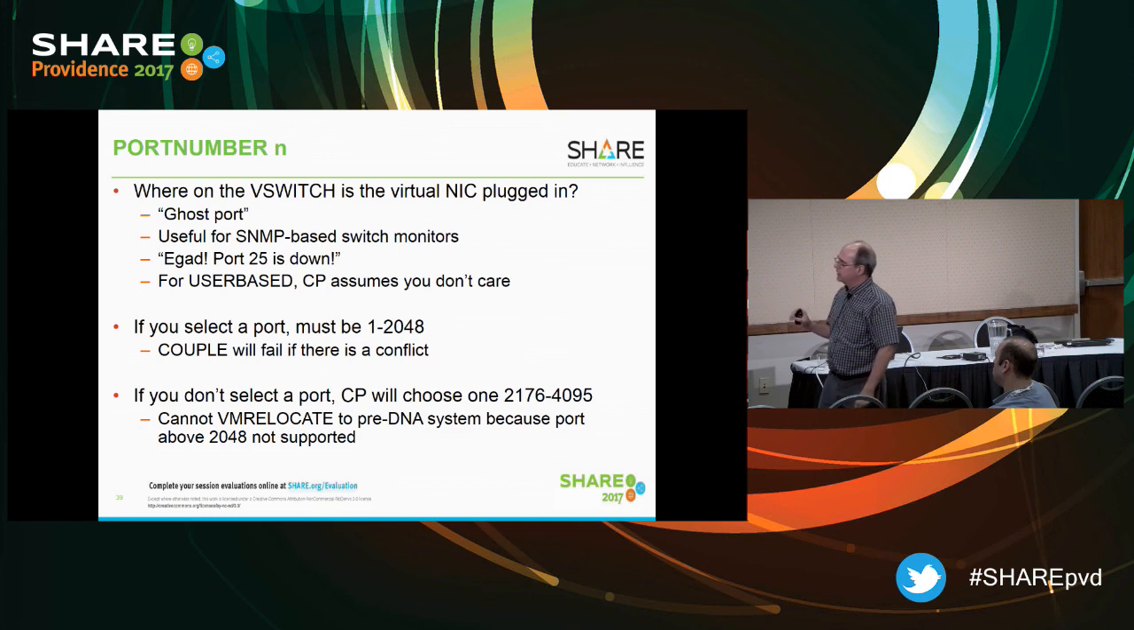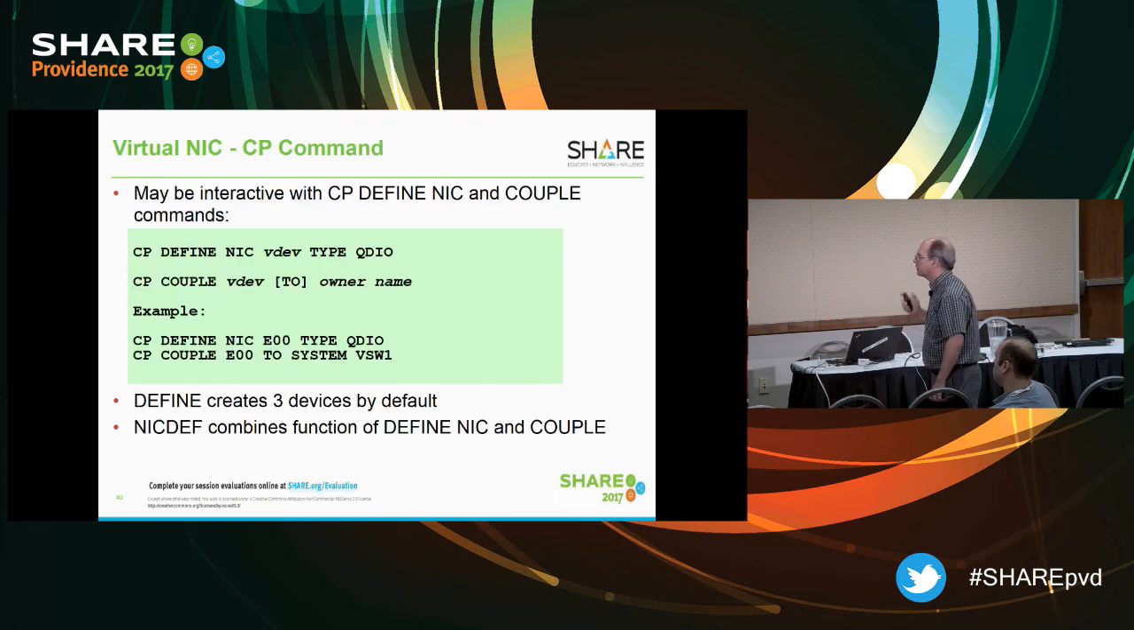I'll just say, if somebody can persuade you that you want to assign them, you should challenge them on that. But if you need to, we can do it. Otherwise, I just let CP choose the port numbers, okay? Because I don't really care, right? If I wanted to define NICs manually, we have a command to do that, define NIC.